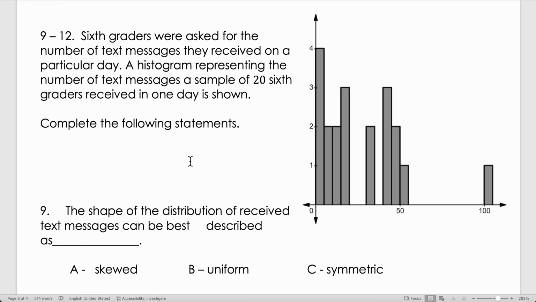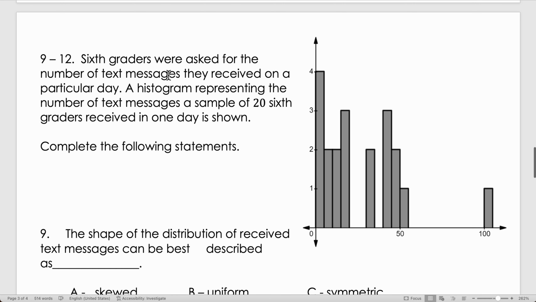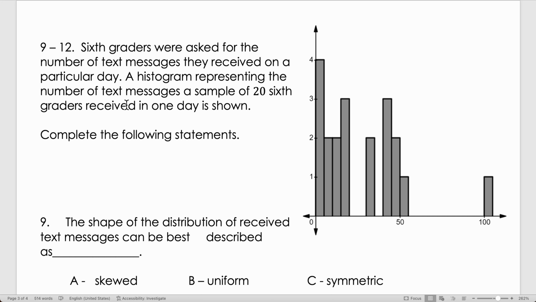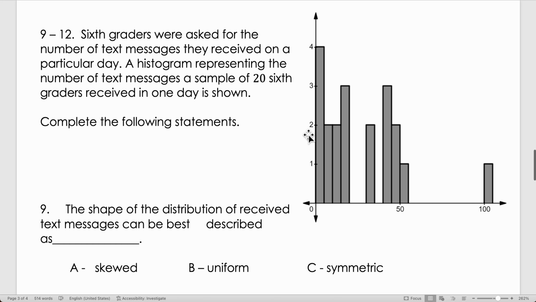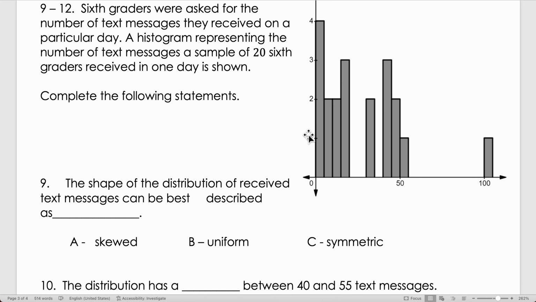Now, our histogram is on the right. The study is that 6th graders were asked for the number of text messages they received on a particular day. A histogram representing the number of text messages a sample of 20 6th graders received in one day is shown. So this is our histogram. We have to complete the following statements.